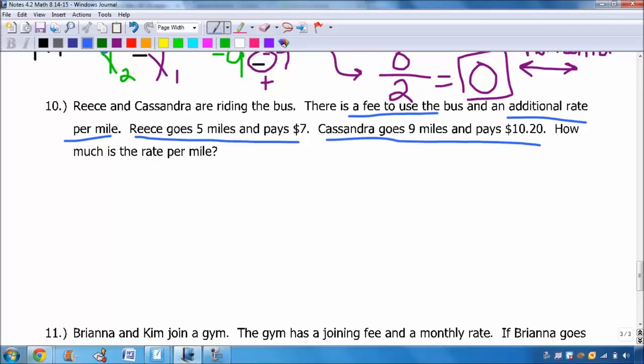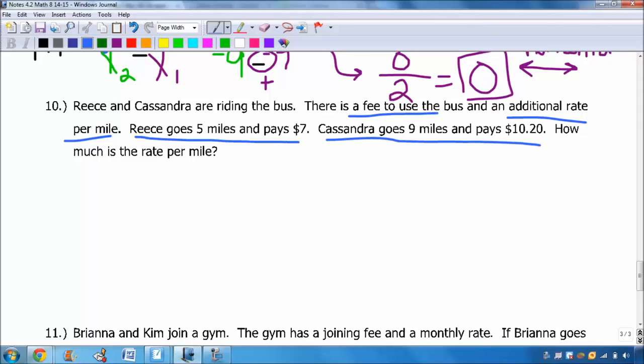My two variables are the distance and the cost, okay? Now, which one is my independent variable? Well, the independent variable is the one that's going to happen no matter what, and the dependent variable is going to be dependent on the independent variable. So you need the independent variable to figure out the dependent variable.